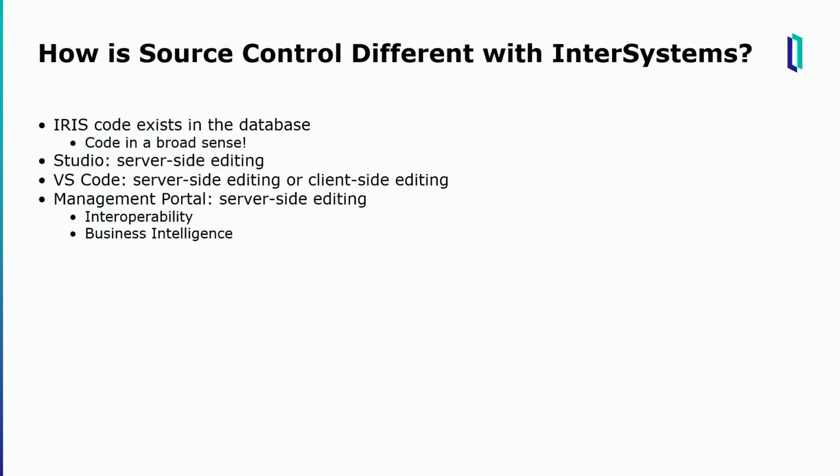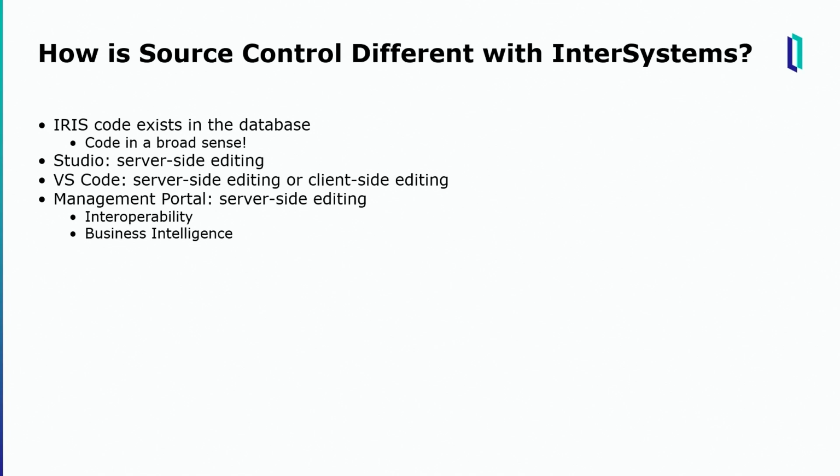All right, so what is different about source control with InterSystems? As a software developer, if I'm just building like a JavaScript app or something, I'm usually used to editing a bunch of text files in a directory on my computer. I'm used to just initializing that directory as a Git repository. I use the Git command line to track changes to those files.